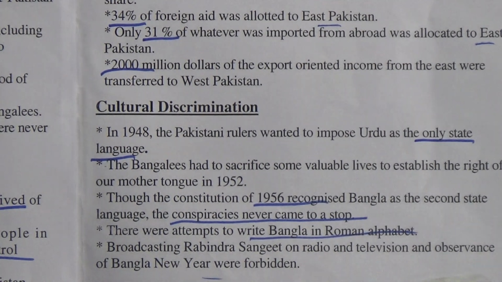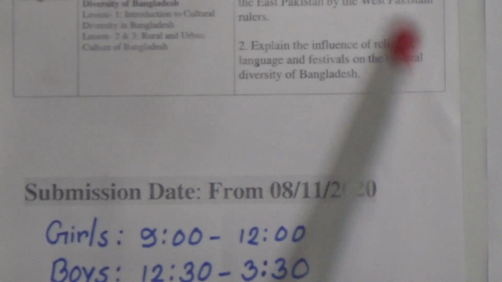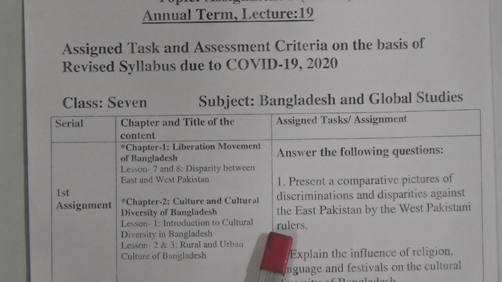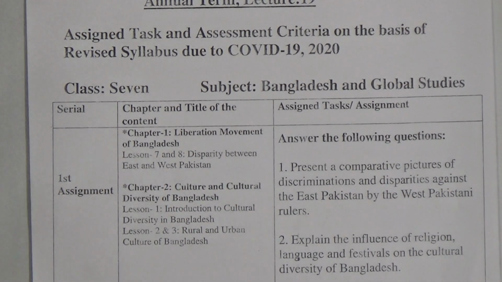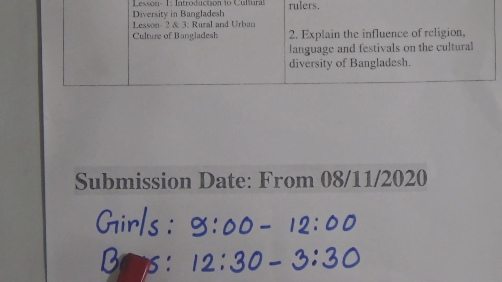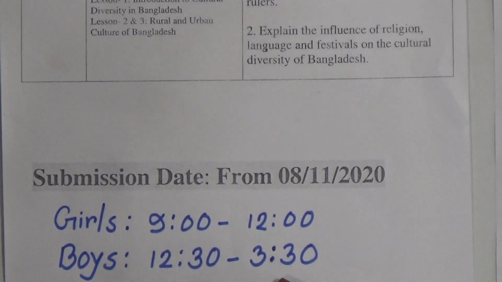So my dear students, that's all for today, but I want to show you the assignment. This is your assignment. You have to write 2 question answers. I have given the questions, and you will answer question number 1 by reading chapter 1, Liberation Movement of Bangladesh, and you will submit this assignment, submission date from 8/11/2020. You can submit your assignment: girls 9 to 12, boys 12 to 3:30.